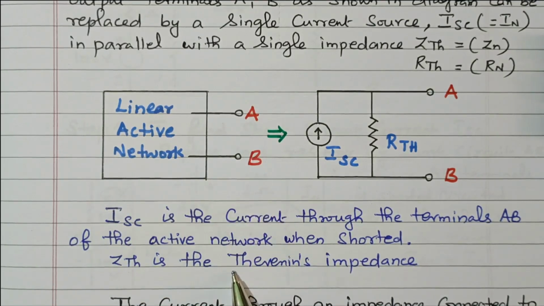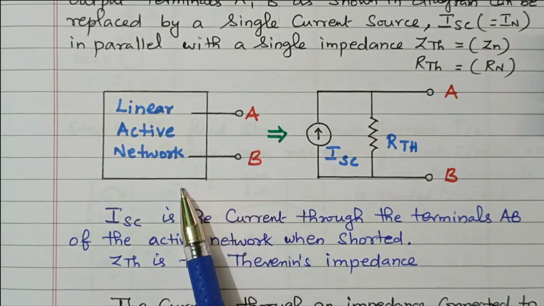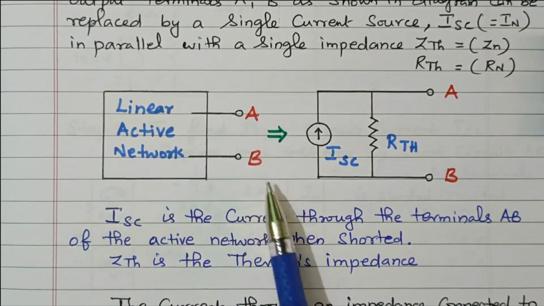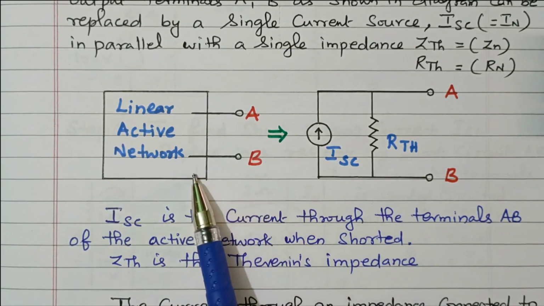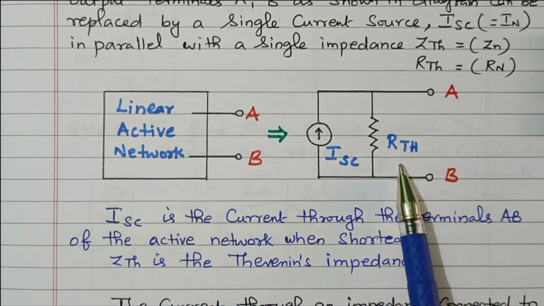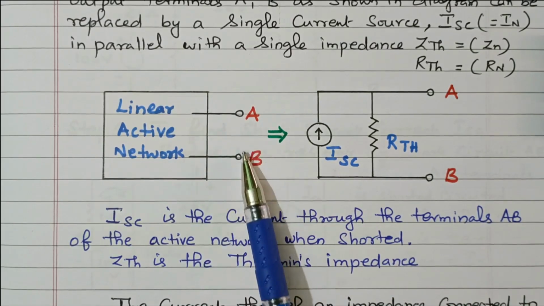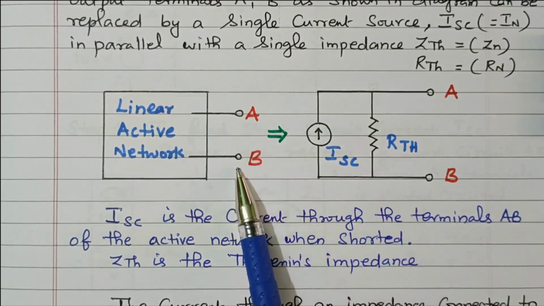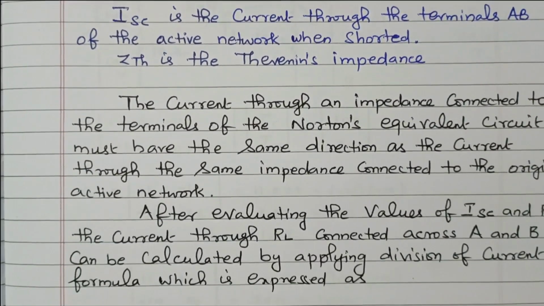Then Z Thevenin is the Thevenin impedance. Thevenin impedance means the impedance across AB when all the sources are removed, both current sources and voltage sources. The equivalent resistance across AB is nothing but R Thevenin or Z Thevenin. So the complicated network with the terminal AB is converted into a short circuit current source and Thevenin resistance. The short circuit current is the current flowing through the terminal AB when it is short circuited, and Thevenin resistance is the resistance across AB when all the sources are removed. Now we'll see the further description available in this network.